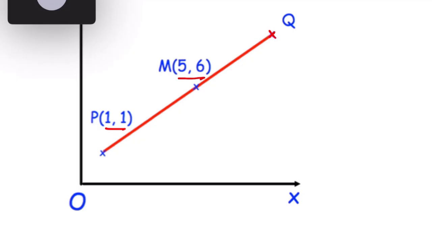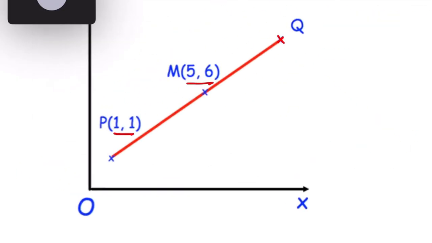Okay, and then we need to work out the coordinates of Q. Okay, Q is over here. We need to work out the coordinates of Q. And the way that you do this is you compare the x coordinates and then you compare the y coordinates. Okay, so again, I'm going to go through these two examples with you, and then I'm going to give you one to have a go at by yourself.